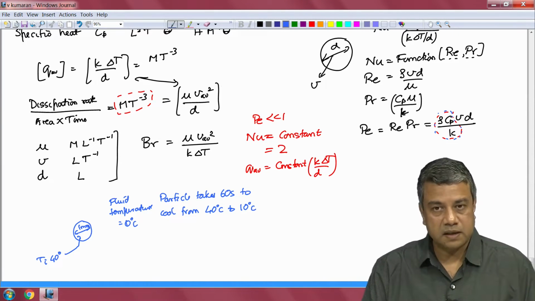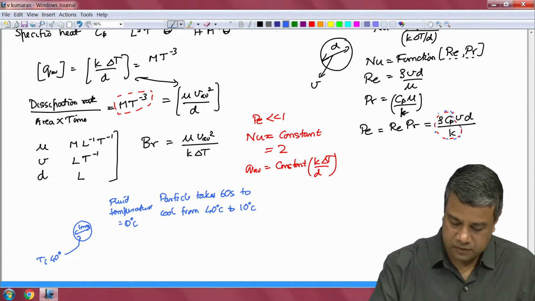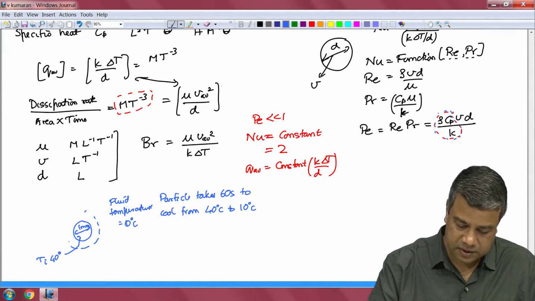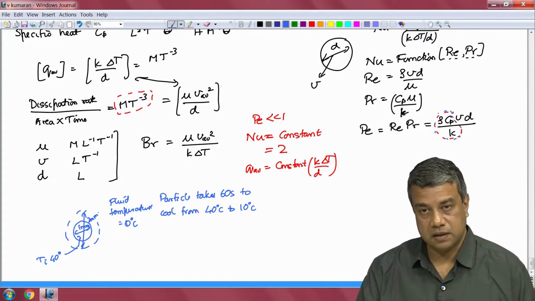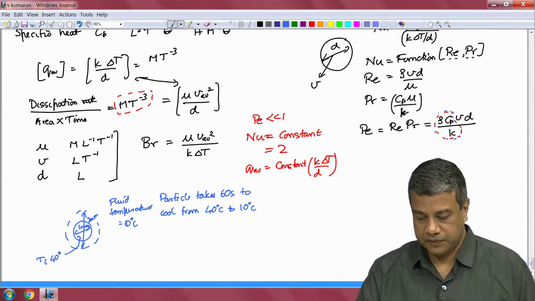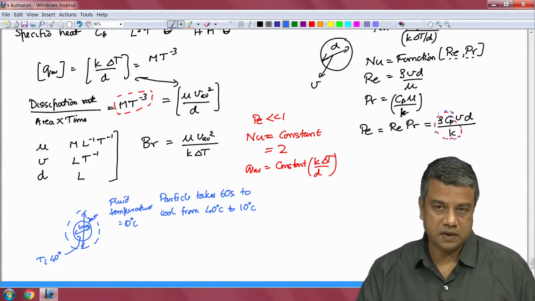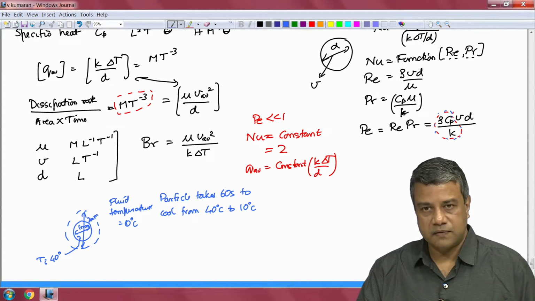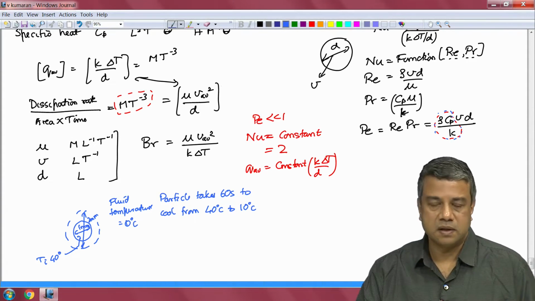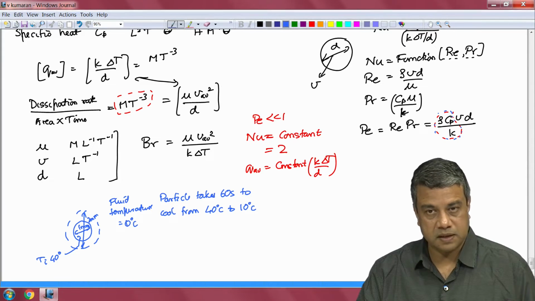If I had a particle which was larger, which has a diameter of 2 millimeters instead of 1 millimeter, and all other parameters are the same, how long will this take to cool to 10 degrees centigrade from 40 degrees centigrade? Now, the time taken for cooling, there is no convection, therefore, it can only depend upon the thermal properties and the temperature difference.